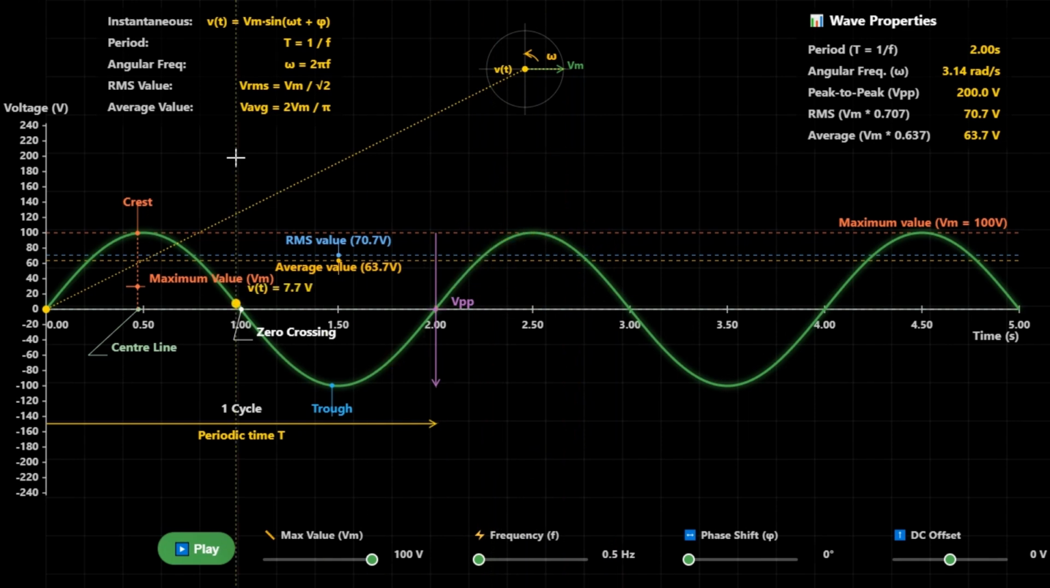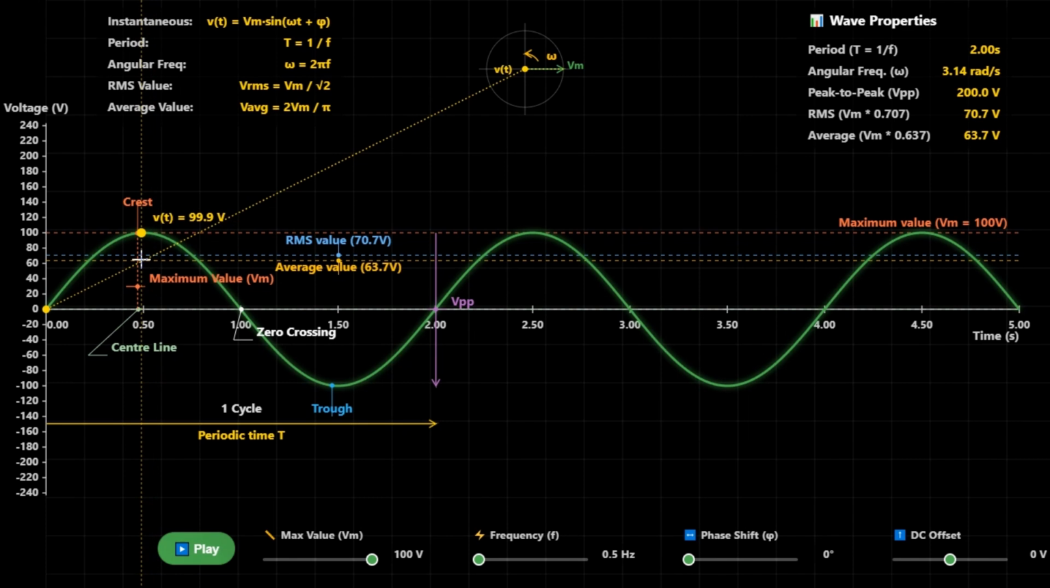So first is amplitude. From here this center line to this crest is called amplitude, and amplitude is represented by capital A. So its definition will be like this: the maximum value the wave reaches from its center zero position is called amplitude, and it is represented by capital A.